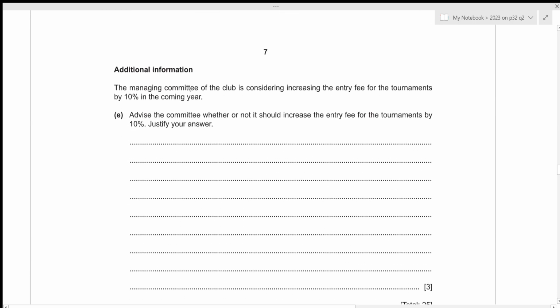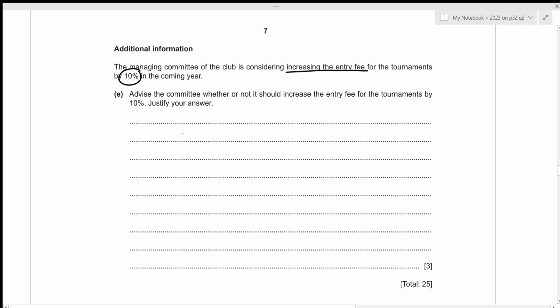Now we're given additional information. The managing committee of the club is considering increasing the entry fee for the tournaments by 10% in the coming year. We need to advise the committee whether or not it should increase the entry fee for the tournaments by 10%. Okay, so the first thing that we can say is that even after increasing the entry fee, if the number of participants remain the same, it means that there would be an increase in profit from holding the tournaments, which might eliminate our deficit for the year.